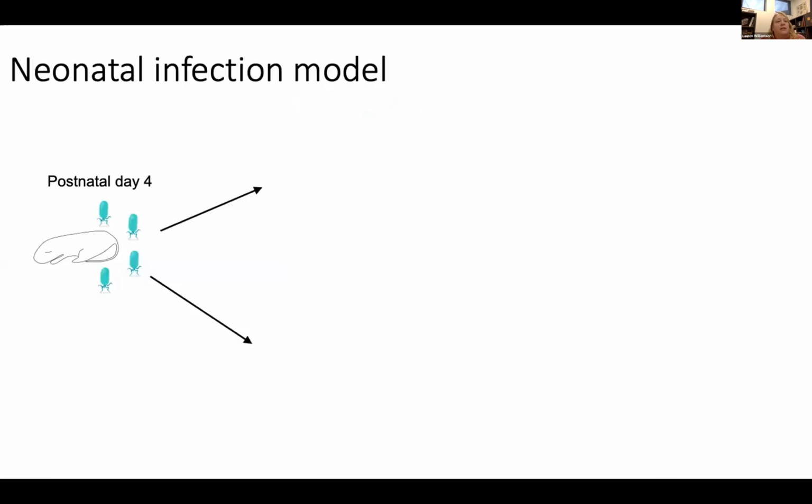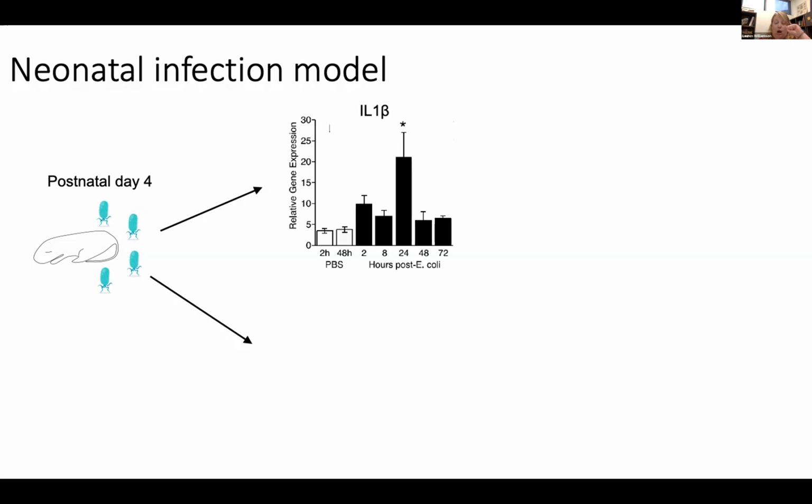And then I'm looking at this in a neonatal infection model. I'm doing this with a really well-characterized model that allows me to explore what happens when I give them a live infection. So this is where E. coli bacteria come in on postnatal day 4, and the whole litter is treated with either phosphate buffered saline subcutaneously or a live E. coli infection. And then about a decade and a half of literature showed that within 24 hours, IL-1 beta gene expression goes up in the hippocampus 24 hours post E. coli injection.